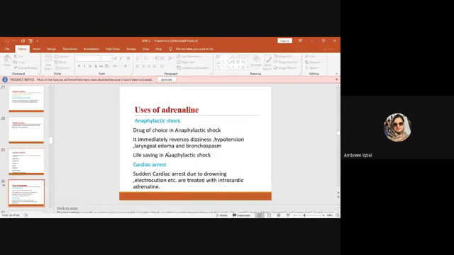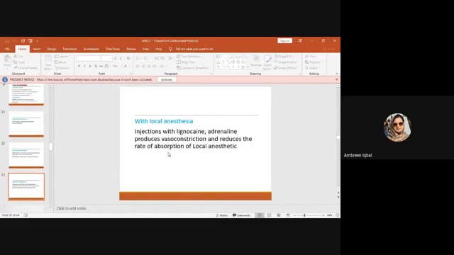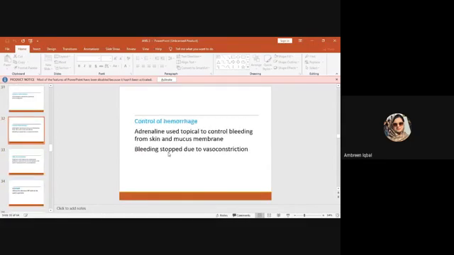Now we are going to discuss the uses of adrenaline or adrenaline-related drugs. It is used in anaphylactic shock. It is used in cardiac arrest. It is also used in acute bronchial asthma. It is also used for the control of hemorrhage. It is used with local anesthetics and in glaucoma. So we will discuss each point individually.